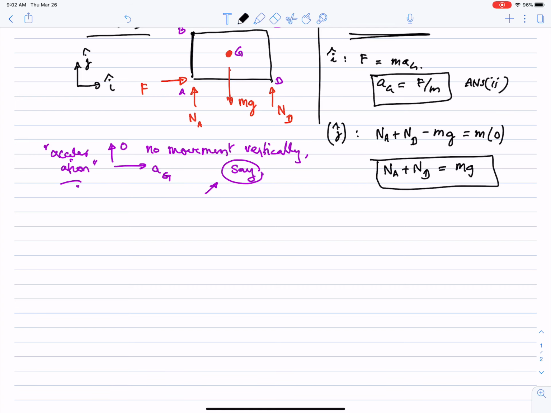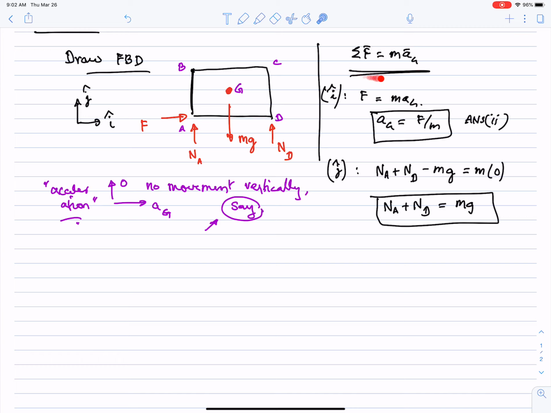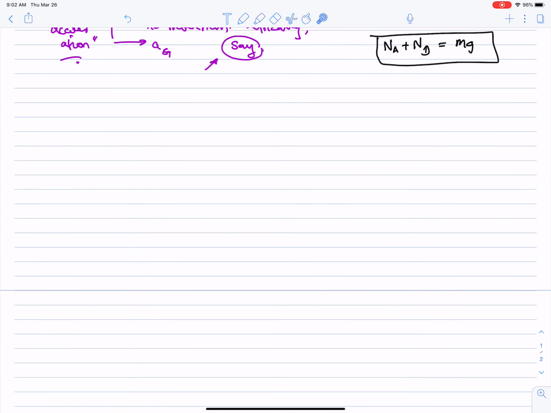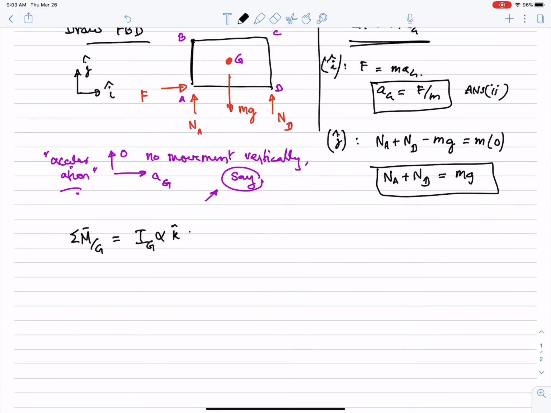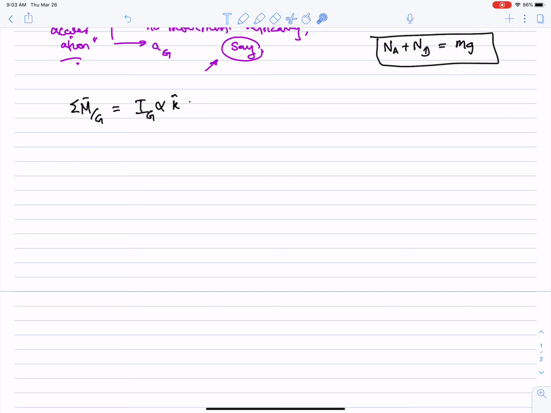Well, we have to use the other equation in rigid body kinetics. We've already used F equals ma. We need to also use sum of moments equals I alpha. So let's do that. Let's take sum of moments about point G equals I_G alpha k. Okay, and if we are assuming that this object is not tipping over, then alpha equals 0. In other words, it's just moving horizontally without rotation.